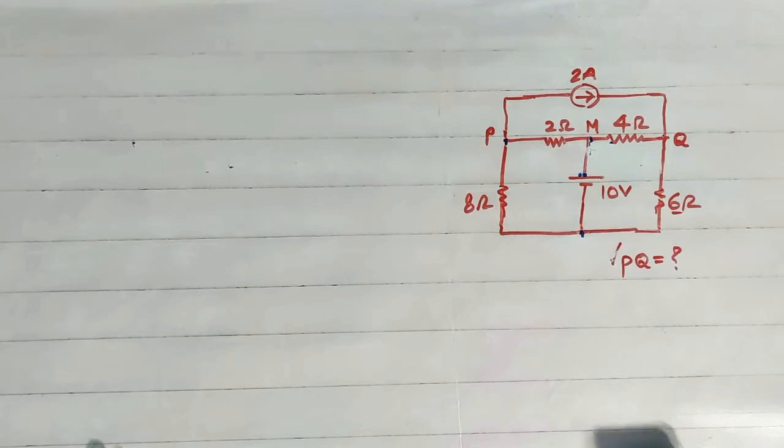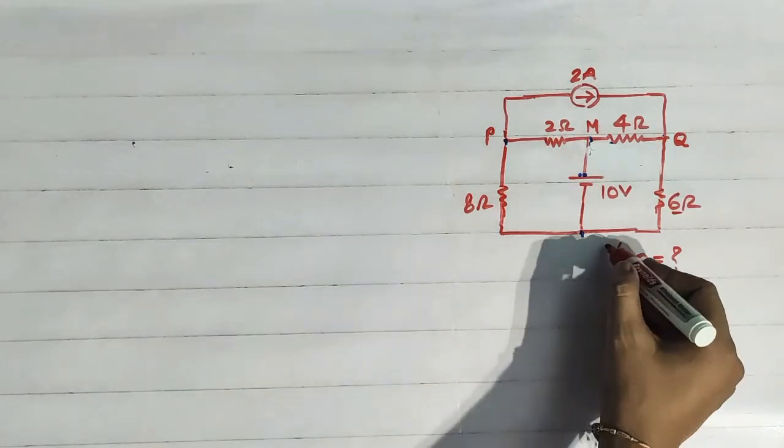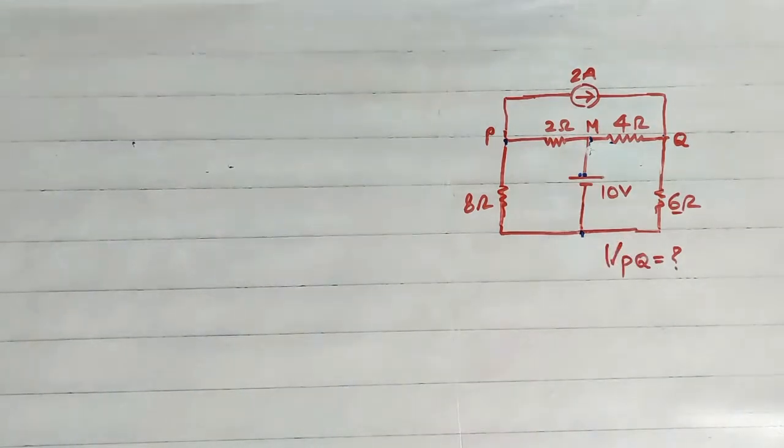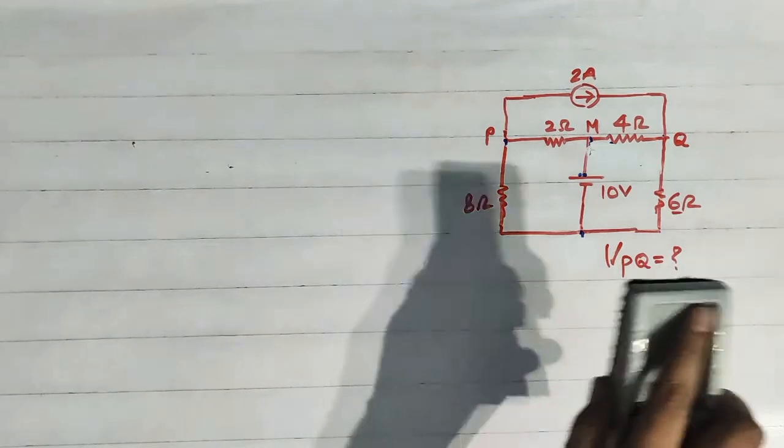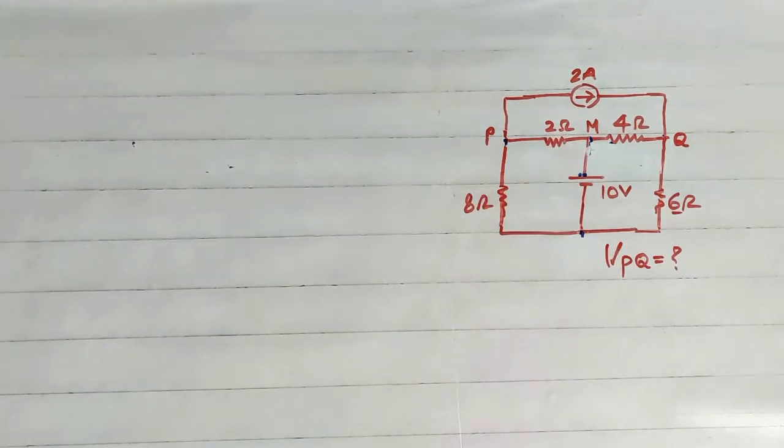Now we have to solve this question, and in this question we have to find voltage VPQ, or we can say that we have to find the potential difference between node P and node Q. Now we will solve this question by two methods. First we will try to solve this question by nodal analysis, then we will try to solve this question by using simple KVL and KCL equations.